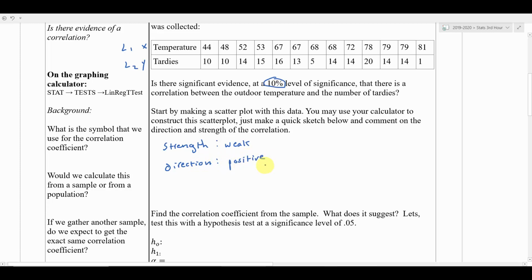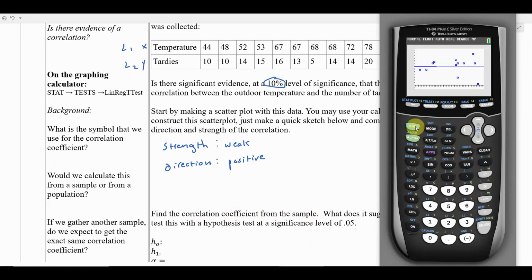Okay, so in other words, as the temperature increases, perhaps so do the tardies. But that's about all that we can say here. So let's go ahead and find the correlation coefficient from the sample. I'm going to go back to my home screen, go to Stat, Calc, and then down to option 4 again, and I want to look at the R value, that correlation coefficient. So I'll hit Calculate.